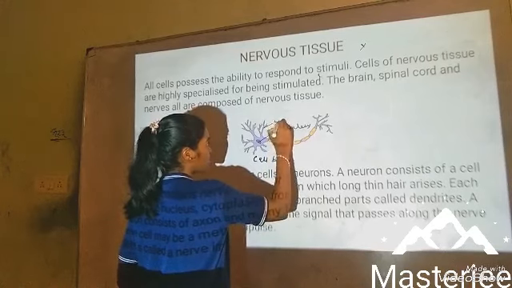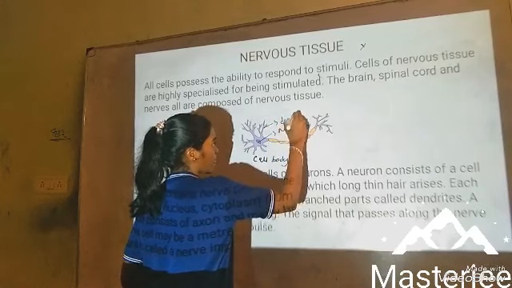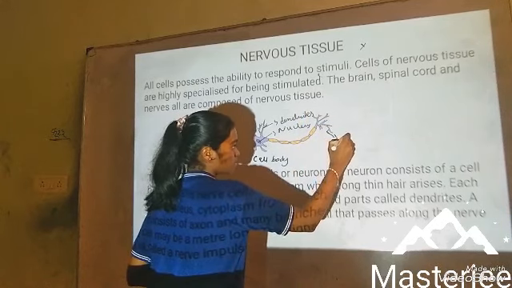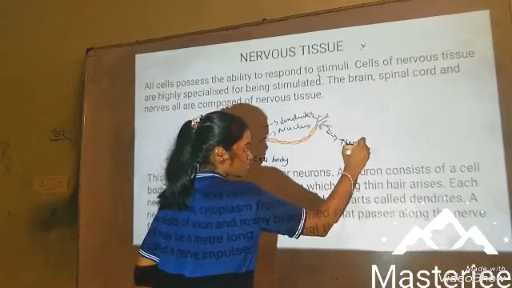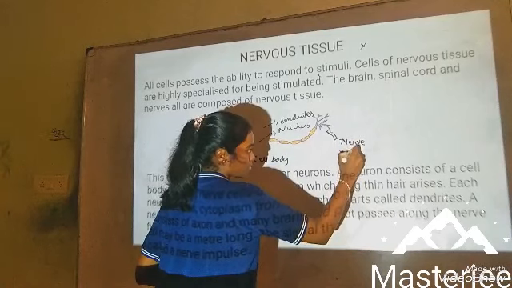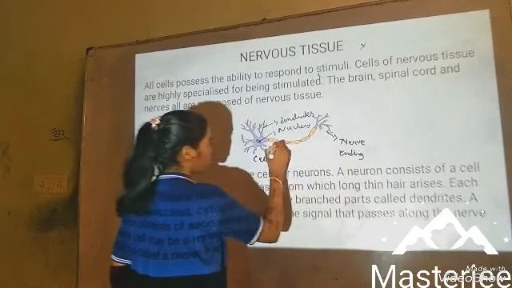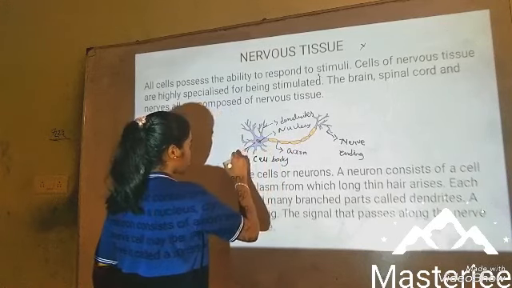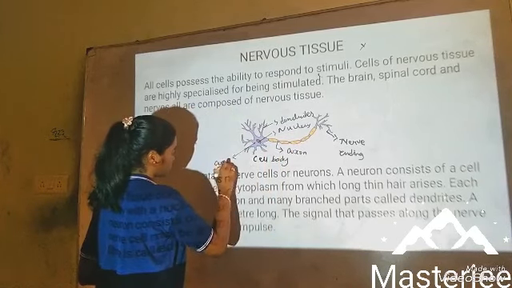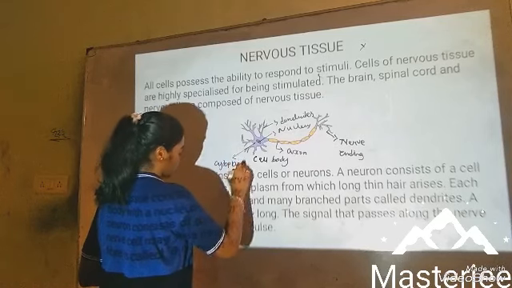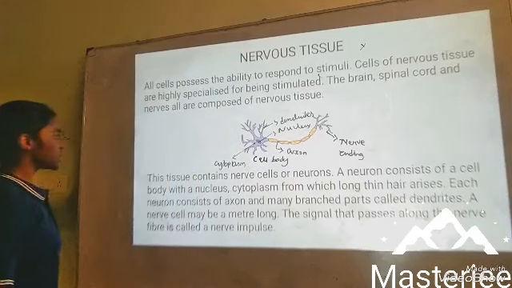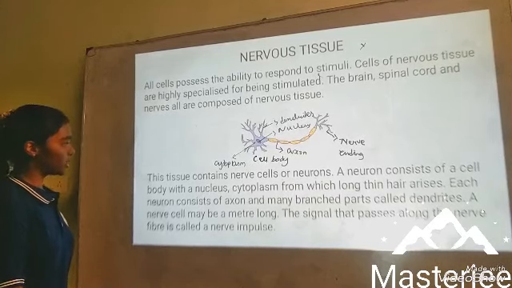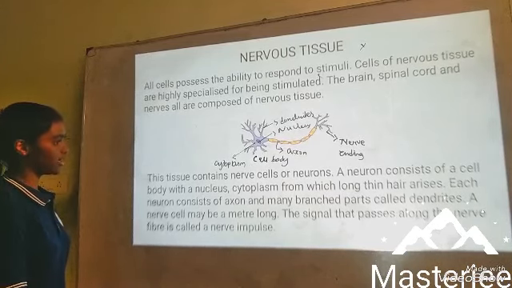Also, these are known as dendrites. This is the nerve ending. This long structure is known as the axon, and cytoplasm is also present. This tissue contains nerve cells or neurons. A neuron consists of a cell body with a nucleus and cytoplasm, from which long thin hair-like extensions arise.